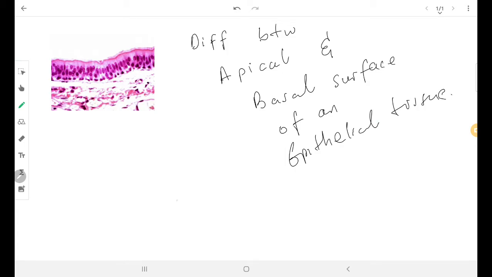Now, one key property of epithelial tissue is polarity. Now, what does it mean for something to be polar? Basically, that means the two sides of that particular substance are different. Now, in epithelial tissue, we have the apical and the basal surface.